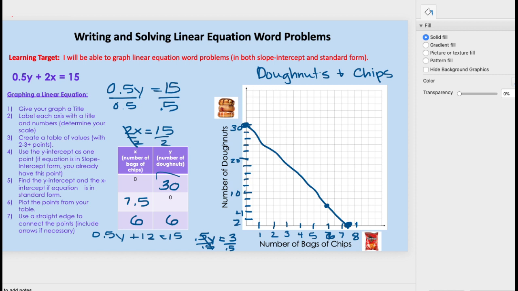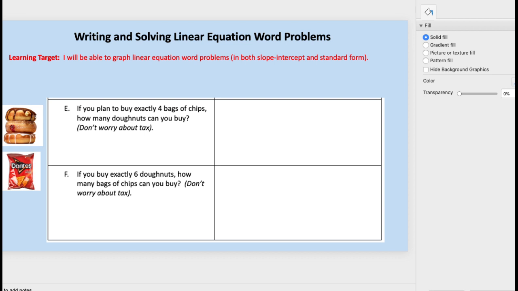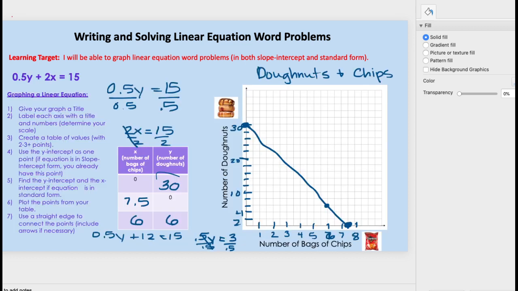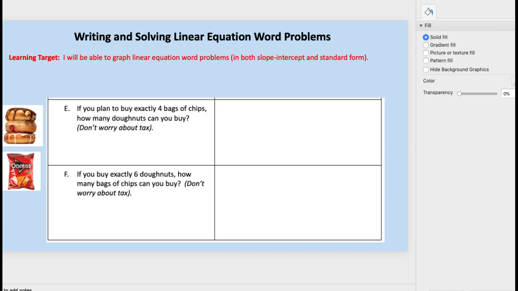And I don't trust my graph, so I can get an approximate answer. But since I didn't use a straight edge, I feel like I need to use the equation as well. So let me just check it with the equation. So chips was x. It was 2 times 4, which is 8. So that means 0.5y plus 8 equals 15. I'm going to subtract the 8. I get 0.5y equals 7. Divide both sides by 1/2. 7 divided by 1/2 is 14.